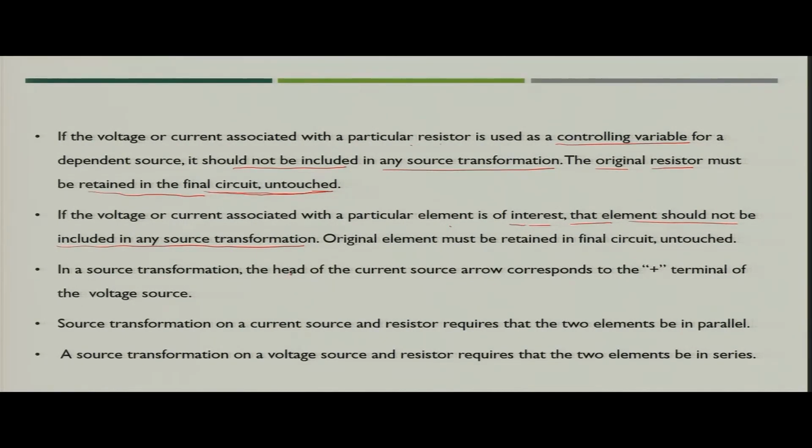Now in case of source transformation, the head of the current source, that is the arrow, will correspond to the positive terminal of the voltage source. This is what we have to always keep in mind while transforming a current source to a voltage source. And source transformation of a current source and resistor requires that the two elements be in parallel, and source transformation of a voltage source requires that the resistor be in series with the voltage source. These are the things we should keep in mind while we do voltage or current source transformation.